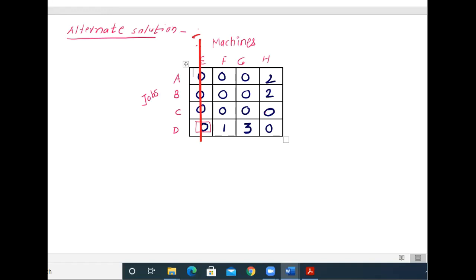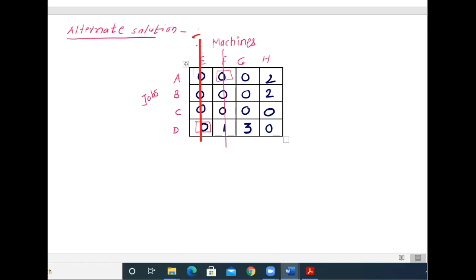So again we get a different solution when we have a choice. So what we will do now? Let us select this. You can select this machine also for the job A. So let us select this machine F for the job A and make an assignment there. We are making an assignment in a row, so cross other zeros in the column. So we draw a vertical line. Now job A is assigned to the machine F, D is assigned to the machine E.